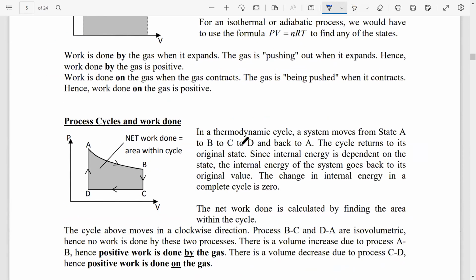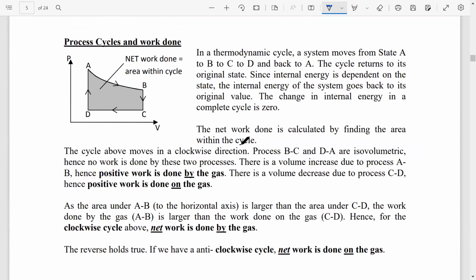Now, why we learn the processes is because we usually want to use them in a cycle, a process cycle, a thermodynamic cycle. In this cycle, it moves from A to B to C to D back to A, and the whole process repeats. You want the gas to go back to its original state. If it doesn't go in a cycle, it will just keep changing state forever. So we want it to go back to its original state so that this cycle can go on and on, and it's predictable. So this is what we call a process cycle.